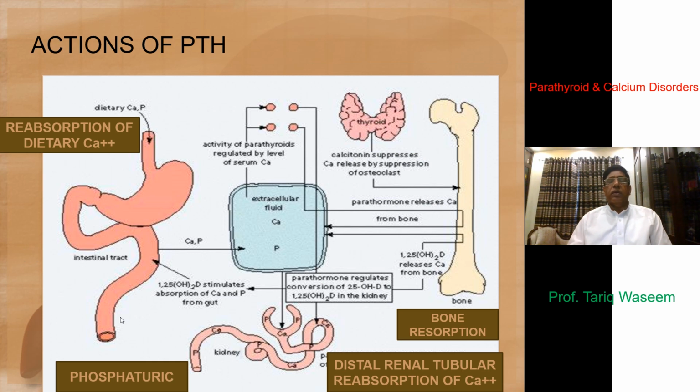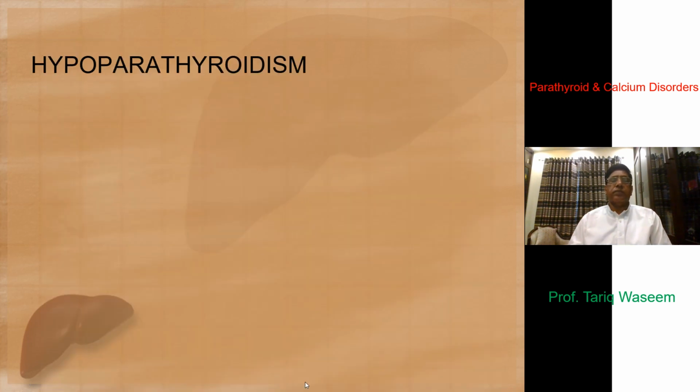The same homeostasis is explained here in a more elaborate form, again depicting the various sites of action of parathormone, and of course the role of calcitonin in calcium homeostasis. Also note that distal renal tubular reabsorption of calcium is very important, and tubular disorders like renal tubular acidosis may also affect the calcium reabsorption and may lead to certain hyper or hypocalcemic disorders.